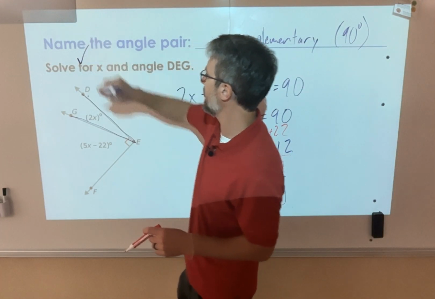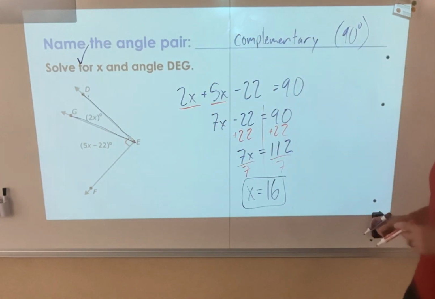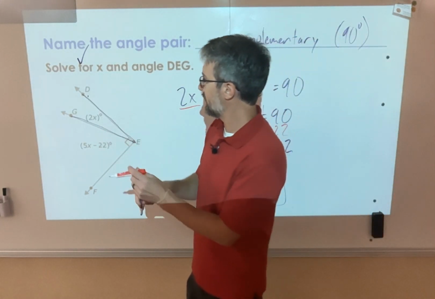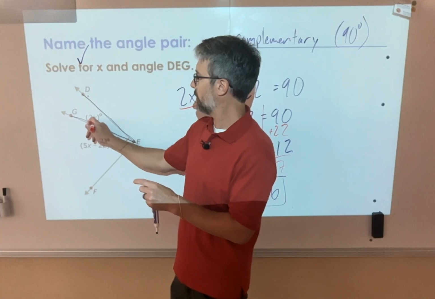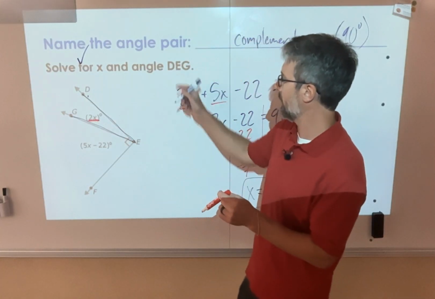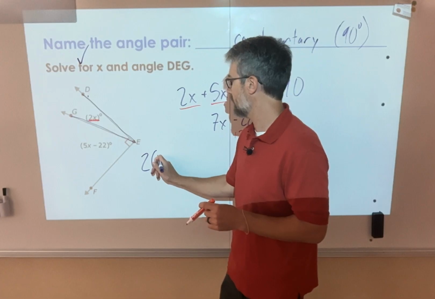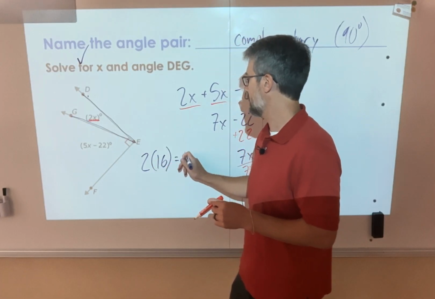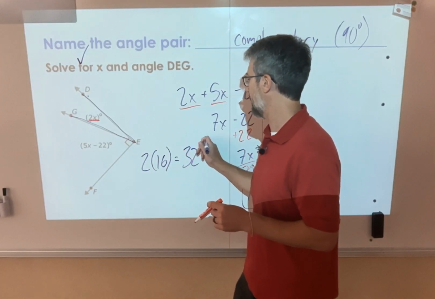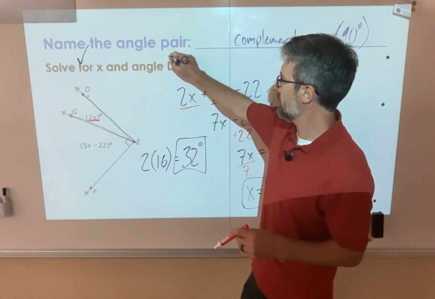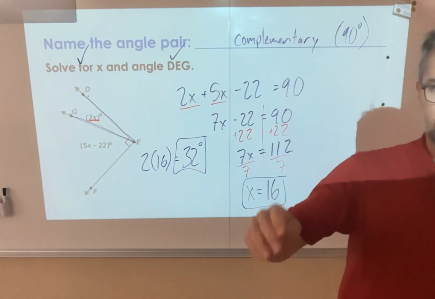So we got part of this done. We solved for x now. Then now for angle DEG. Well, DEG is given by this little formula 2x, so to figure out angle DEG, I just have to replace that x. So instead of 2x, it's 2 times 16, which means that angle DEG is 32 degrees.